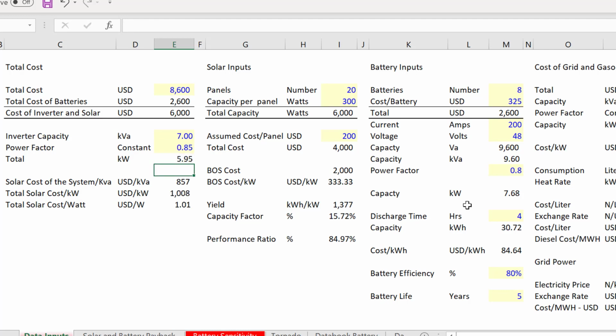Now, if the power factor is 0.85, then we get a different total, and I might have to correct this power factor. I'm admitting this is not my strength. We get a cost per watt, and people seem to use USD per watt rather than USD per kilowatt.